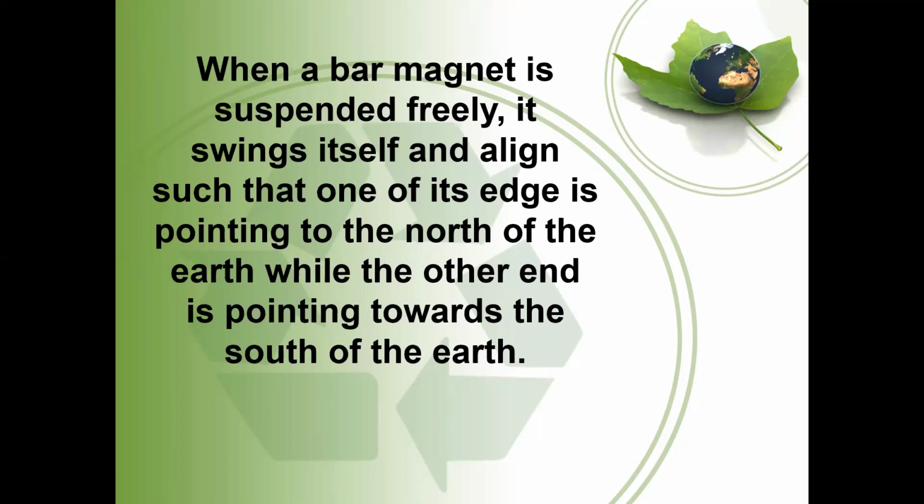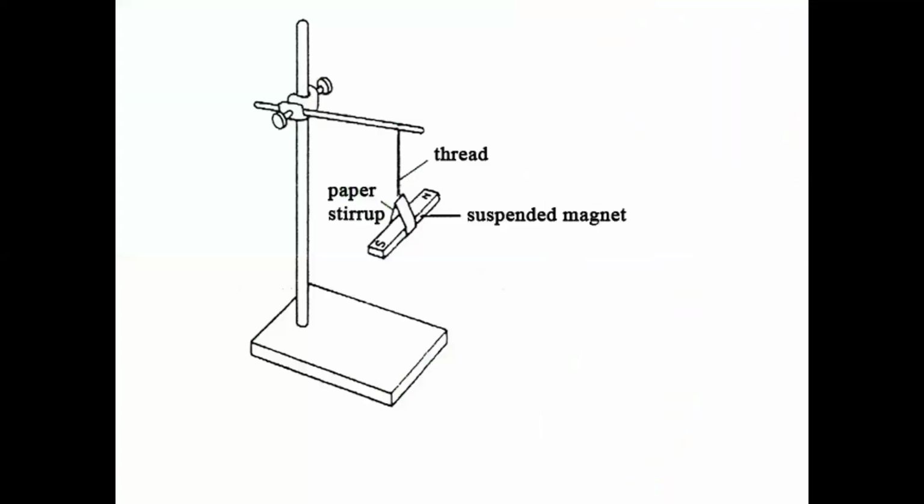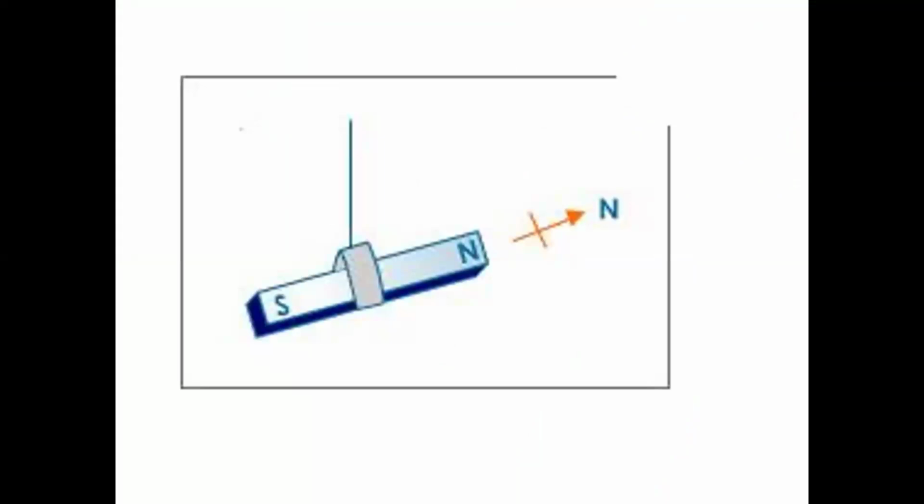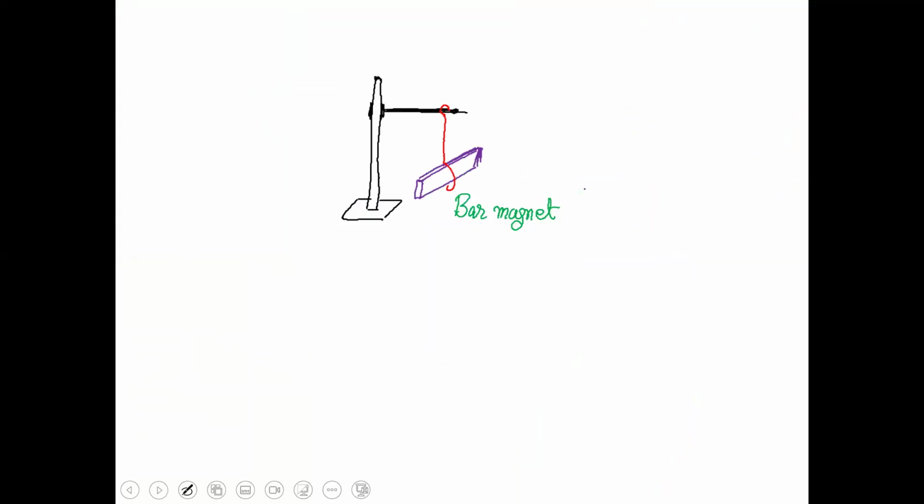And when a bar magnet is suspended freely, it will move here and there, like this suspended bar magnet. When it moves freely, it will stop in a position where one of its ends is pointing towards the north of the earth and the other end is pointing towards the south of the earth. Interestingly, they made a very interesting step.